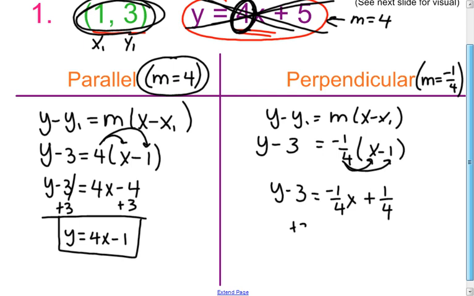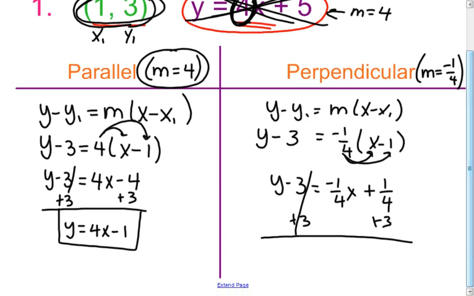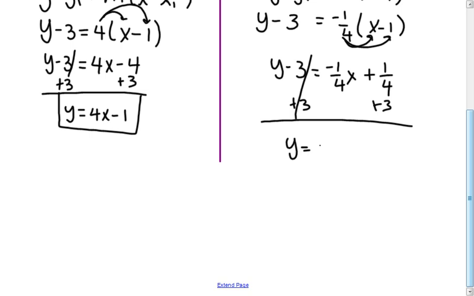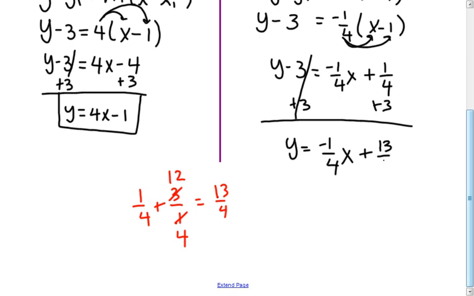And then I will add 3 to both sides. And I know we're dealing with fractions here, so don't panic. If I add 1/4 plus 3, I'll kind of do this off to the side over here. 1/4 plus 3. This is really 3 over 1. To get common denominators, I will make this be 12 over 4. So 12/4 plus 1/4 would give me 13/4. Okay? So plus 13/4. And I'm good.